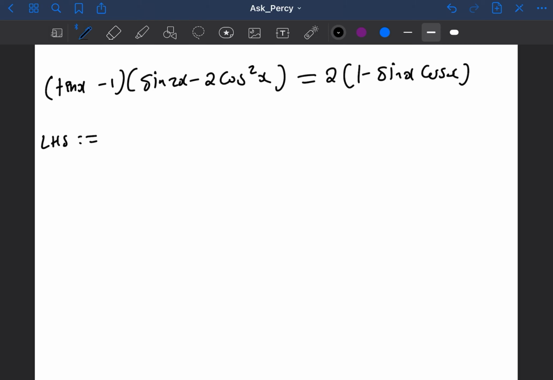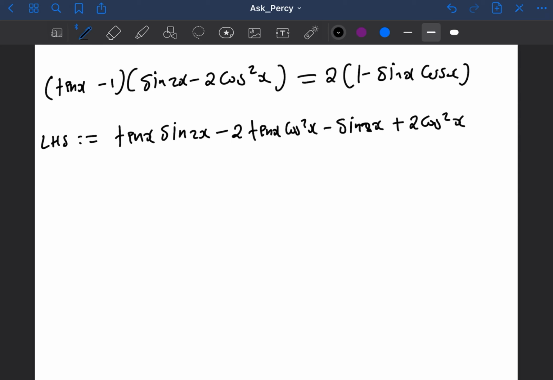Okay, first let's remove the bracket. So tan x times sine 2x, that is tan x sine 2x. Now what is tan x times 2 cos squared x? That is 2 tan x cos squared x. Okay, there's a minus there, so it's minus 2 tan x cos squared x. Now what is negative 1 times sine 2x? That is negative sine 2x. Now what is negative 1 times negative 2 cos squared x? That's going to be positive 2 cos squared x.